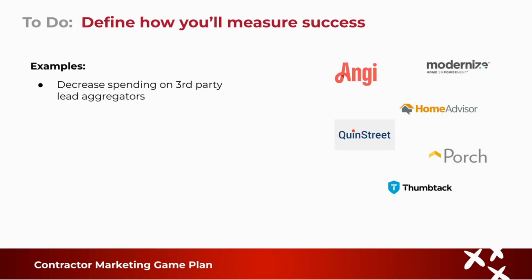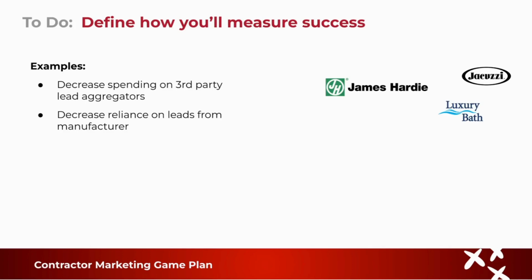And remember, we had a couple of examples in an earlier module. An example of a specific SEO goal would be to improve your SEO to the point that it's generating enough leads that you can lower your spending on third-party lead aggregators. Another example would be, let's say you get a pretty hefty chunk of all of your leads from the manufacturer that you install. Depending on what products you're installing, you may have to pay the manufacturer for those leads.